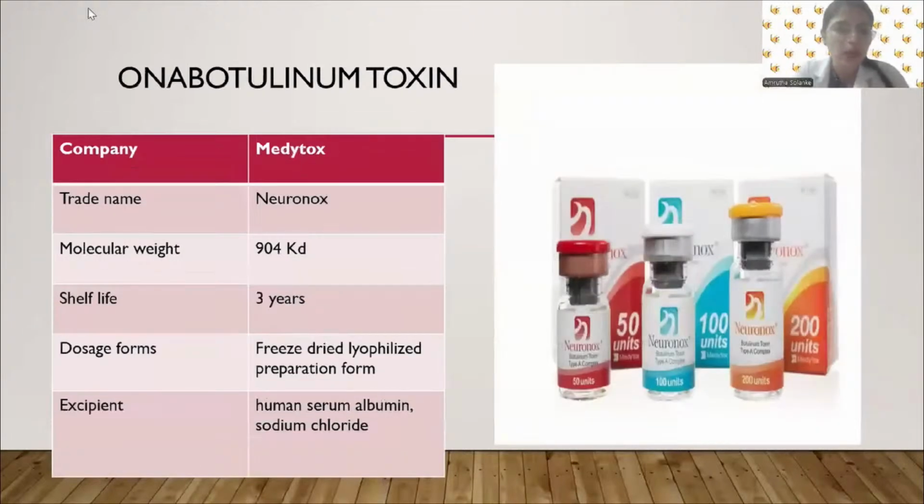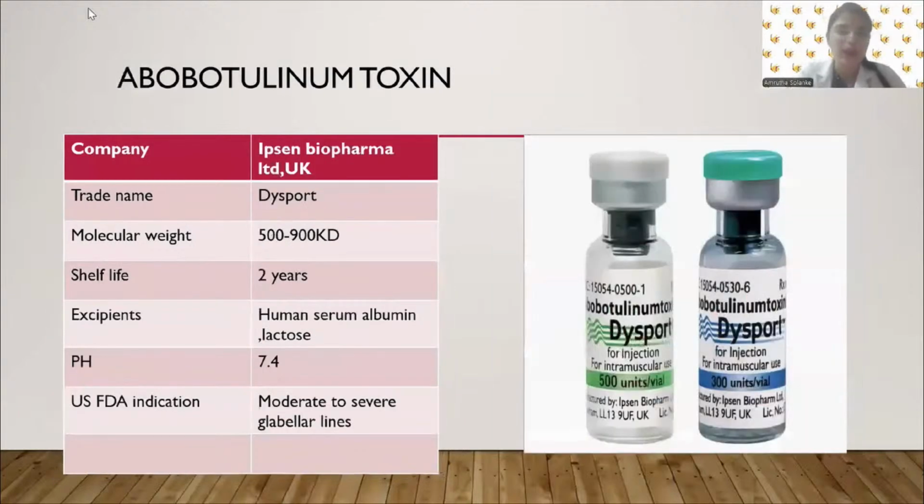Coming to another ONA botulinum toxin by company Meditox, trade name is Neuronox. Molecular weight is 904 kDa. The shelf life is 3 years. Dosage form is freeze-dried lyophilized preparation. Excipient is human serum albumin and sodium chloride. It is available as 50, 100 and 200 units per vial.